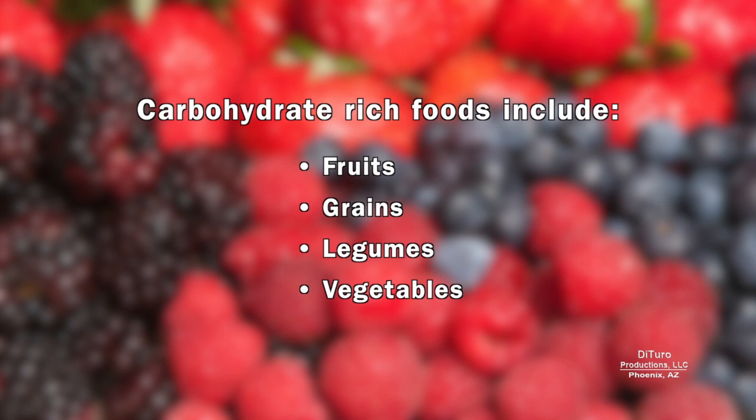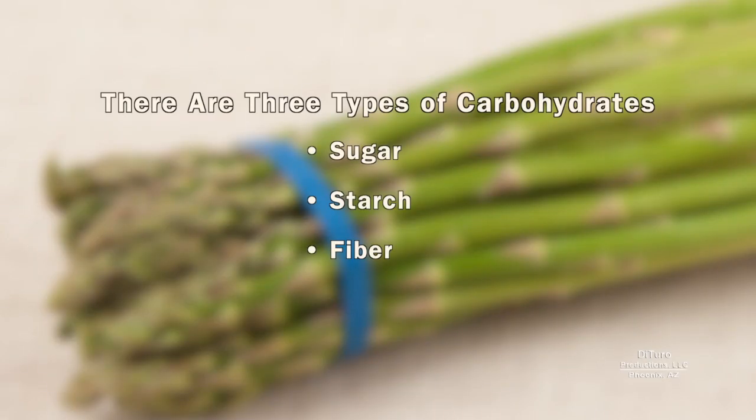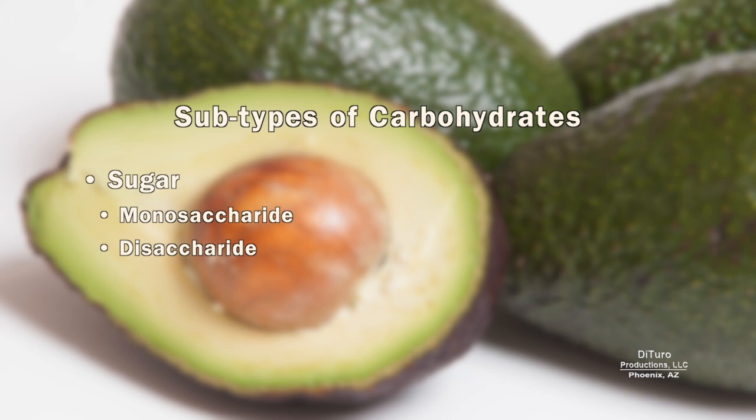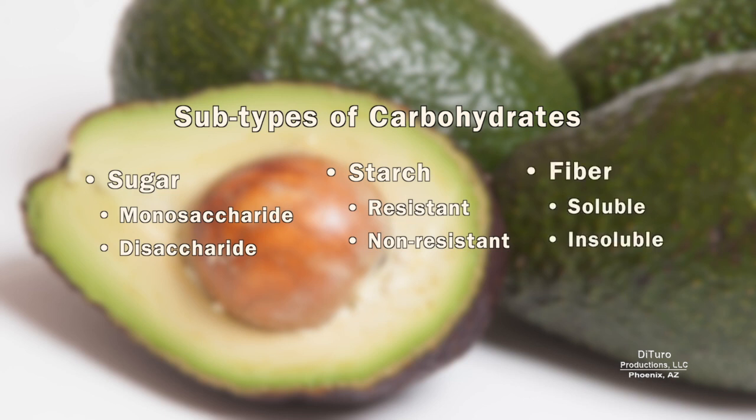Carbohydrate-rich foods include fruits, grains, legumes, and vegetables. There are three main types of carbohydrates: sugar, starch, and fiber. Within those three types are subtypes. Sugars can be mono or disaccharides, starch can be resistant or non-resistant, and fiber can be soluble or insoluble.